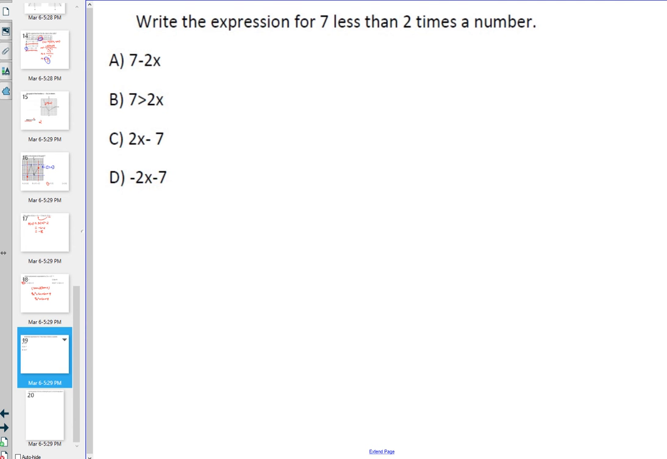There's no makeup for that because that wasn't its own grade. That was just for grade replacement. So it didn't negatively affect your grade that you were here. It didn't positively affect it, but it didn't negatively affect it.